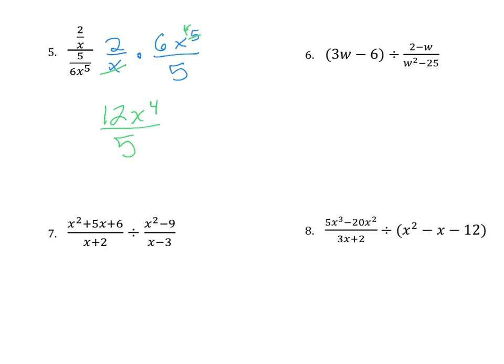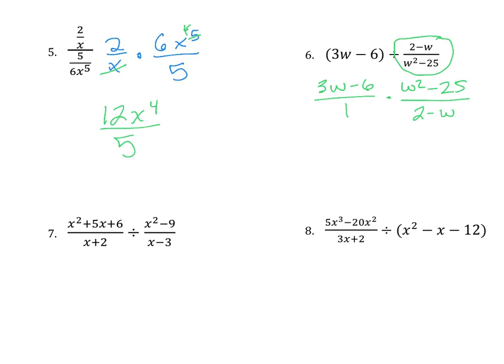Okay. Now if I look at number 2, or I guess it's not number 2, it's number 6. But you know what I mean. 3w minus 6 divided by 2 minus w over w squared minus 25. So again, what I'm going to do is I need to take my second rational expression and I need to flip it. And then once I flip it, I change this to multiplication. All right, so now I need to start reducing.